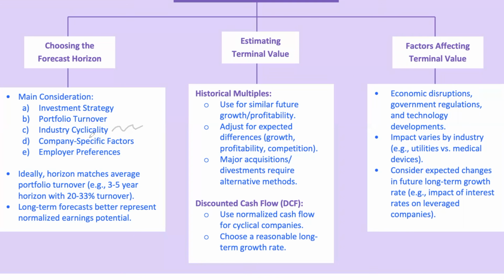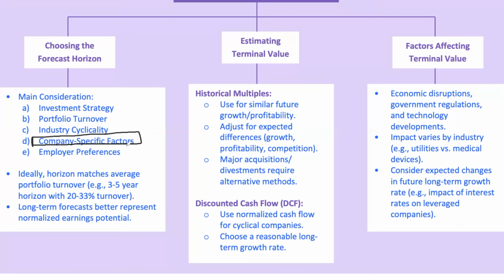During the COVID-19 pandemic, the airline industry saw a massive downturn. An analyst making a one-year forecast in early 2020 would have predicted doom and gloom, but a 5-year forecast would show recovery post-pandemic. For cyclical industries, a longer forecast helps smooth out these ups and downs and provides a better picture of a company's normalized earnings.